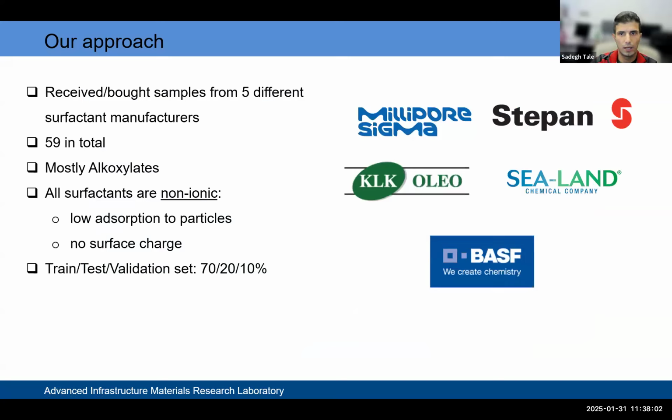So to develop our data set, we contacted a lot of different chemical manufacturers, and we were able to get 59 surfactants in total. These are mostly alkoxylates, meaning that they contain ethylene glycol in their structure. They're also all non-ionic, so they don't have any surface charge. As a result, their absorption to particles is relatively low.